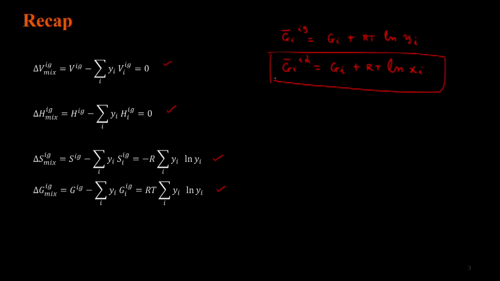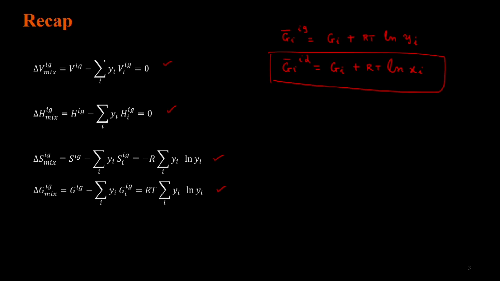And once that happens, it turns out all the property changes upon mixing we have identified for ideal gas mixtures are going to be the same for ideal solutions also. The only difference is that these are not ideal gases, they can be dense phases or liquid phases, but as long as this property is satisfied, then all the property changes upon mixing are going to be exactly the same as in the case of an ideal gas mixture.